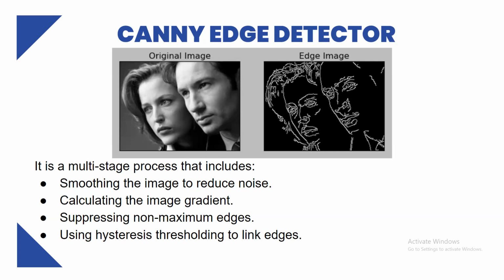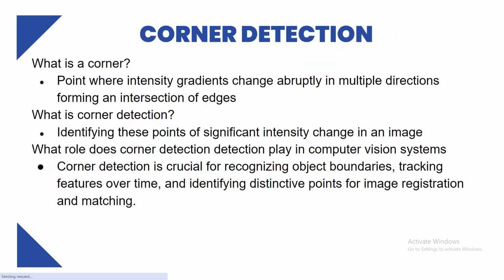Then you use hysteresis thresholding, which is just a threshold. Below this value, it's not an edge. Above this value, it's an edge. Yeah, mainly that. Then we move on to corner detection.